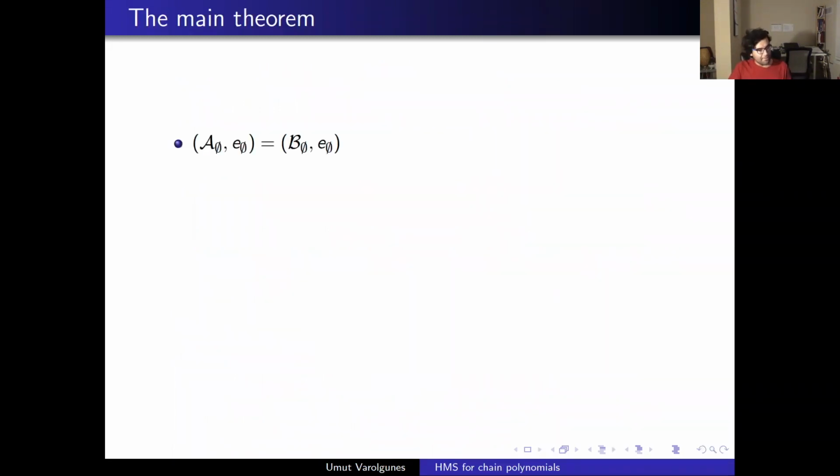The main theorem that we prove is that on both sides you start with the same category. It's just a category with one object and one-dimensional endomorphisms, the identity, and there are no other higher products or anything.